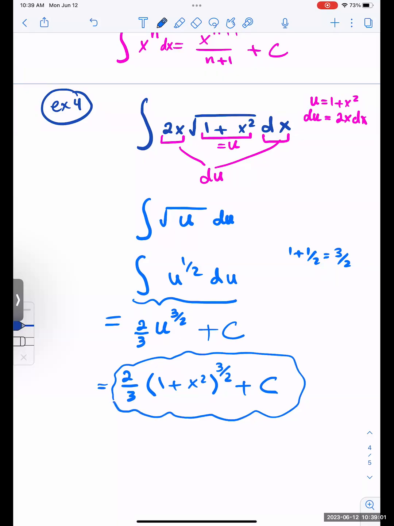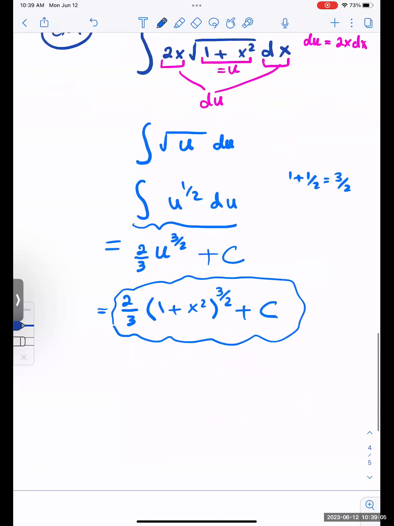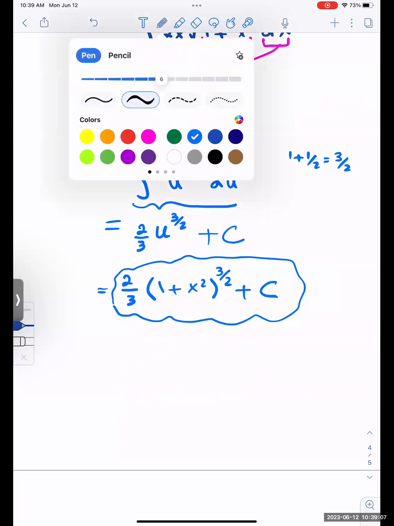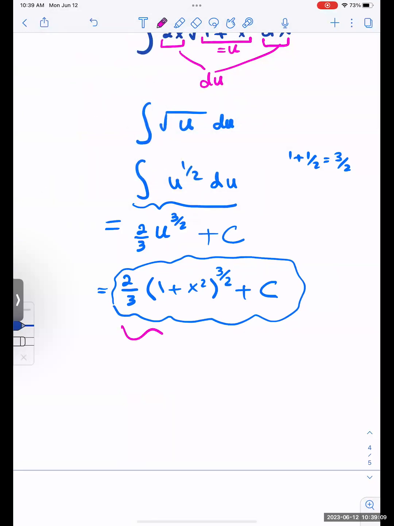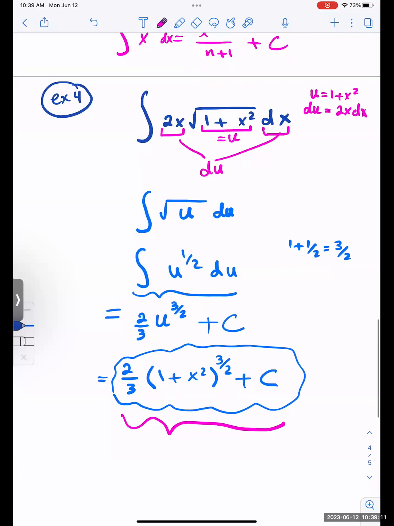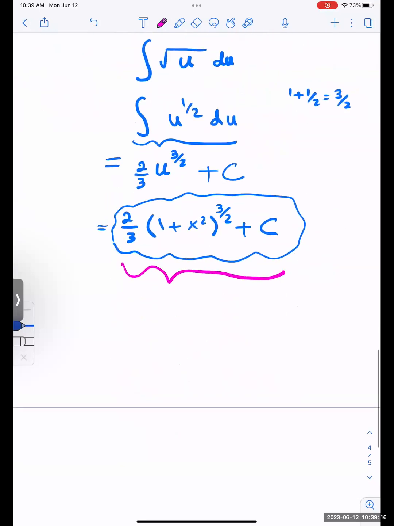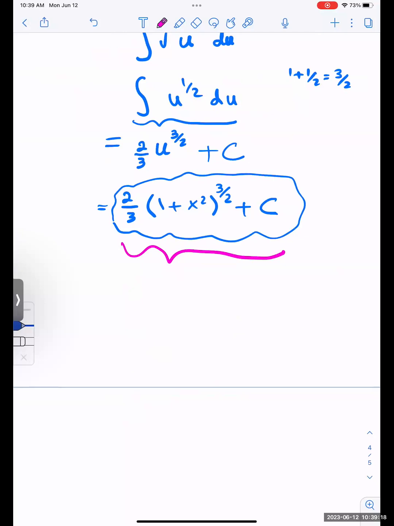So let's do something fun together. I want you all to take the derivative of this one. If you take the derivative of this one, you should get the original back, right? I want you all to take the derivative. So to check your work, take the derivative of 2/3 times this parentheses.